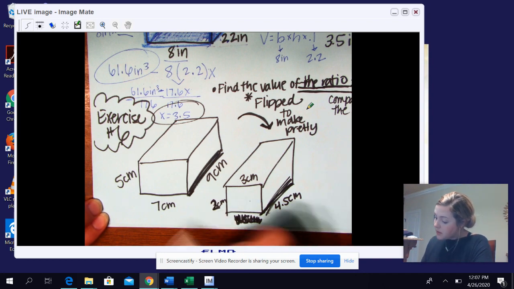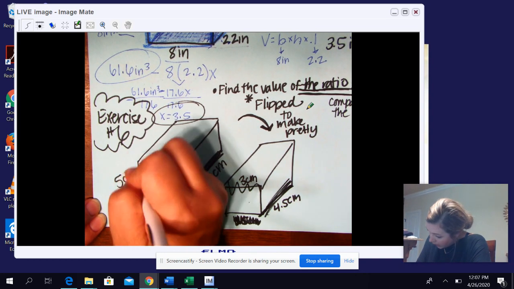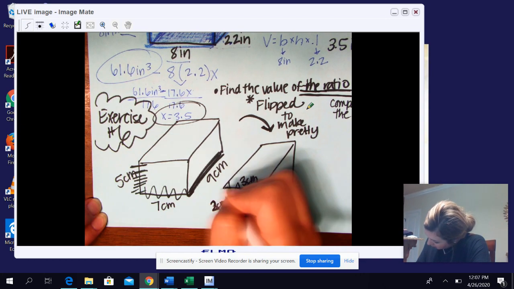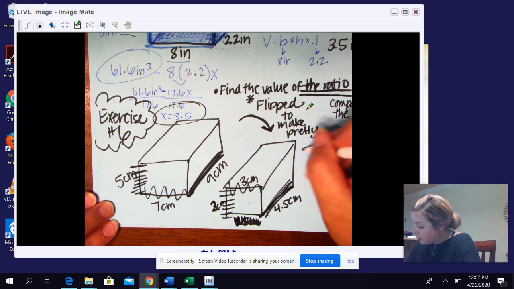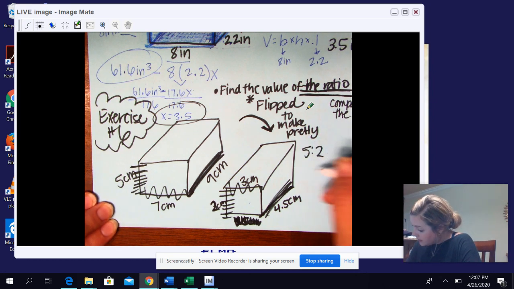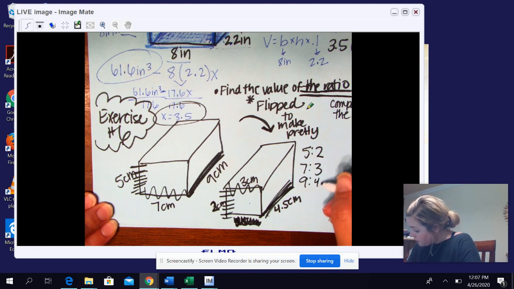So again, I can also say the middle measurement of both of these would be 7 and 3. And then the smallest one on each side, 5 and 2. So I have all these little ratios. 5 correlates with 2, and 7 correlates with 3, and 9 correlates with 4.5.